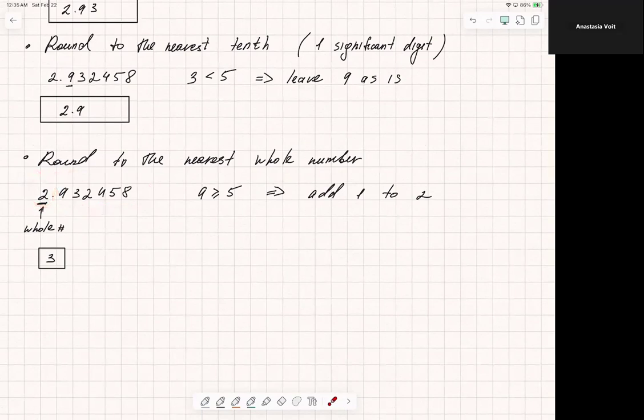So again, I look at the number that is right next to the digit of interest. If it's greater than or equal to 5, I will add 1 to it. If not, then I leave it as is. So we have 9 here. 9 is greater than or equal to 5, so we add 1 to my digit of interest, which is 2. So 2 becomes a 3. So when I round 2.932458 to the nearest whole number, I get 3, okay?